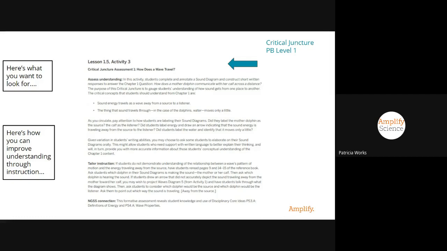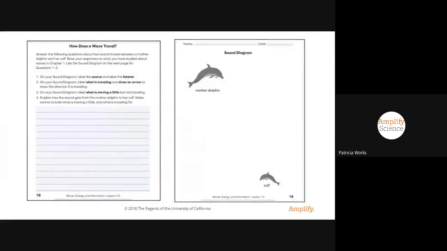Yes, this assessment really directly gives you information about their understanding of the Progress Build Level 1 idea. A wave is a pattern of motion. Okay, here you see the student notebook page that's used for this critical juncture assessment and the diagram that is projected as well as given to the students. So this is a part of your normal instruction, but it gives you great information on where kids are on level 1 of the progress build.